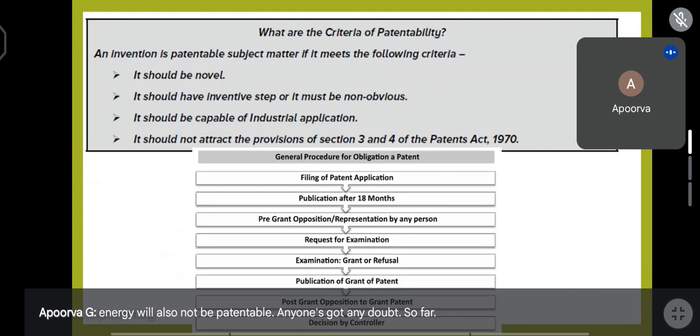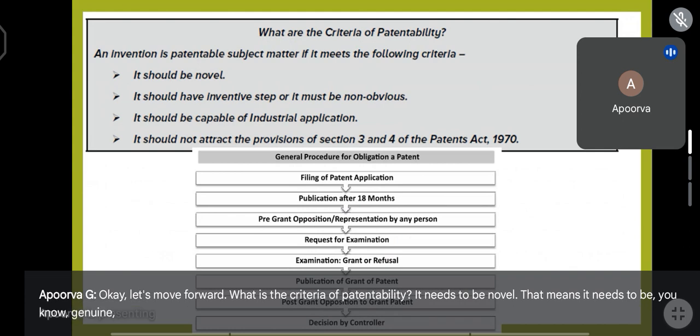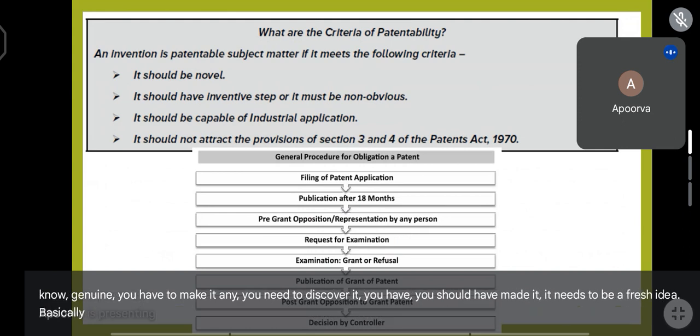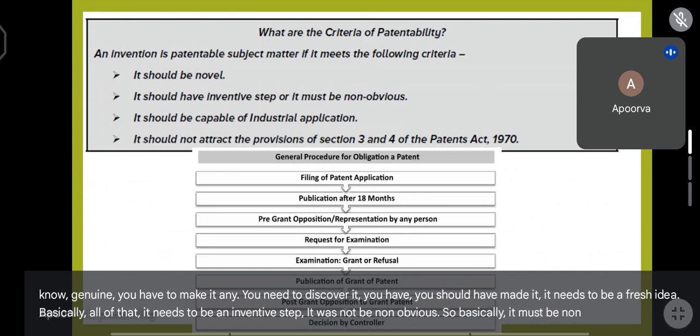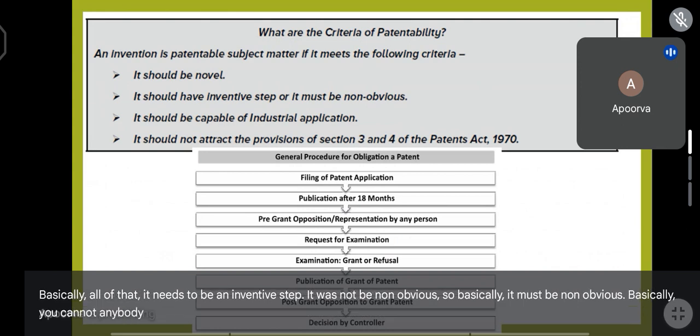Let's move forward. What is the criteria of patentability? It needs to be novel. That means it needs to be genuine. You have to make it, and you need to discover it. It needs to be a fresh idea. It needs to be an inventive step. It must be non-obvious. Basically, anybody cannot guess how that is made, how the machinery is made. It has to have some invention in it.